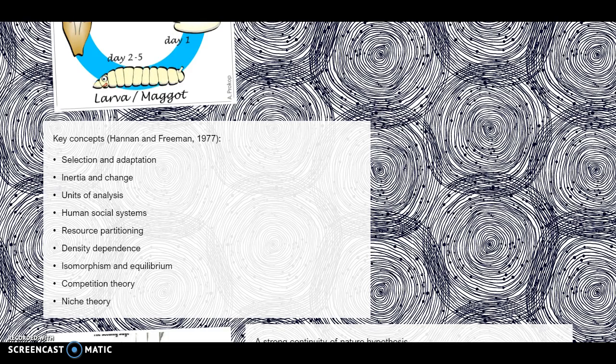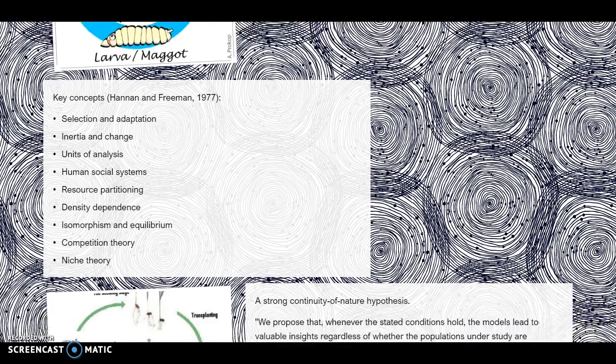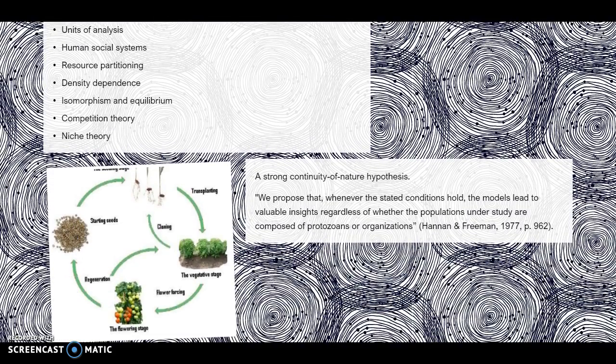Hannan and Freeman provide a strong continuity of nature hypothesis. They propose that whenever the stated conditions hold, the models lead to valuable insights regardless of whether the populations under study are composed of protozoans or organizations. Therefore, companies naturally cycle through stages of birth, life, and death.